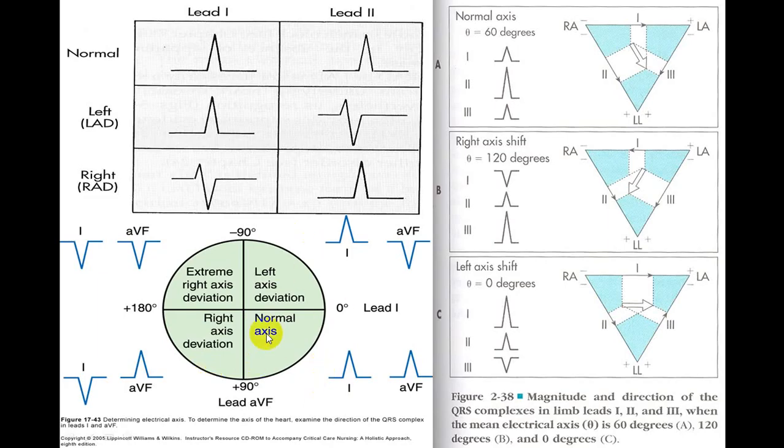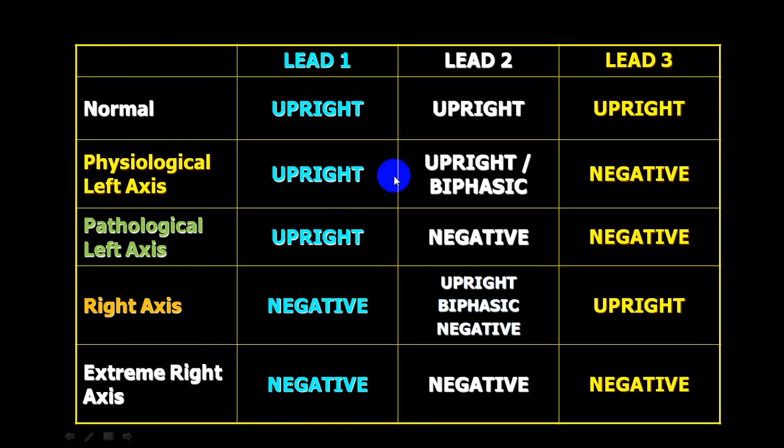The same thing is shown here. If you compare lead 1 with AVF, which is the best pair to take, and both are negative, it is extreme right axis deviation. If both are positive, it is a normal axis. If lead 1 is positive and AVF is negative, left axis deviation. If lead 1 is negative and AVF is positive, it is a right axis deviation. And after looking at this, you can see that even if you compare lead 1 to lead 2 and lead 3, it is almost nearly the same.